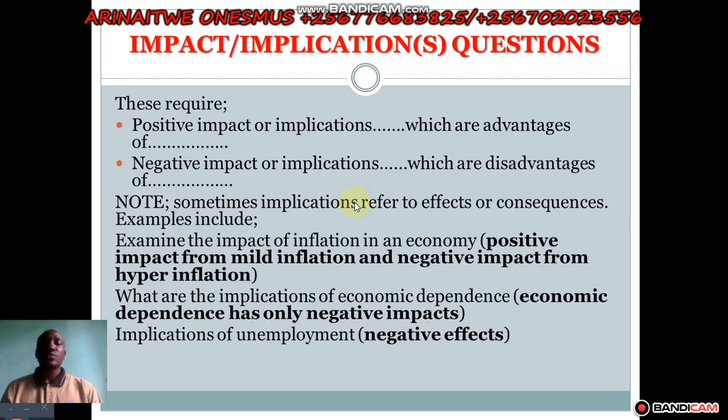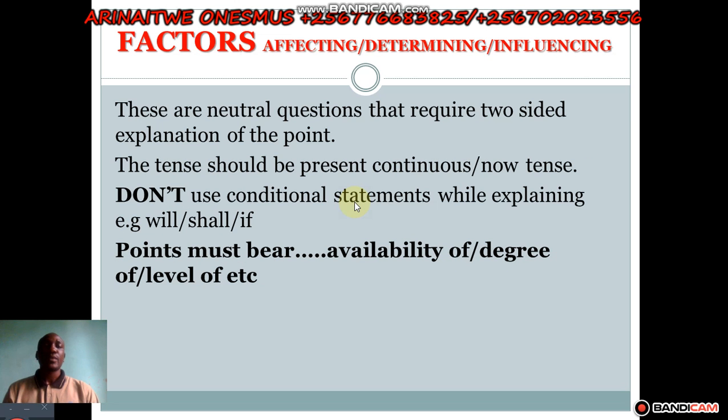Impact or implication questions require positive or negative implications depending on the question set. For example, when they say what are the implications of economic dependence, this question requires the negative implications of economic dependence, as we all know that economic dependence has only got negative implications. The same thing applies to unemployment.